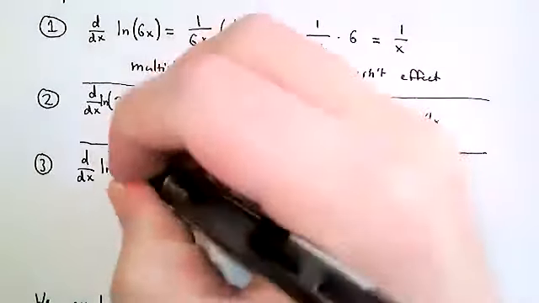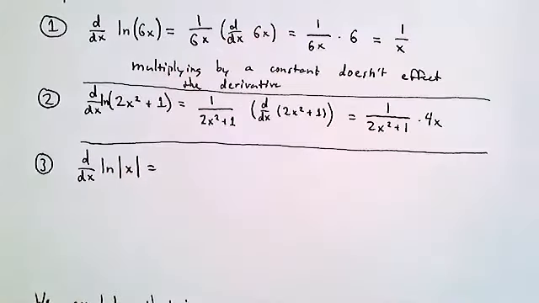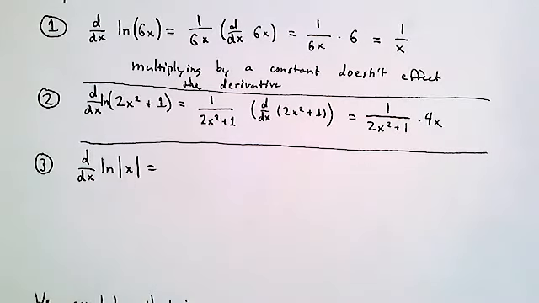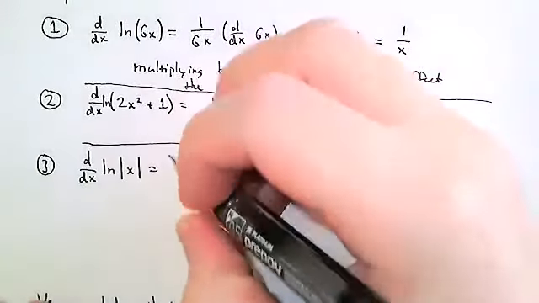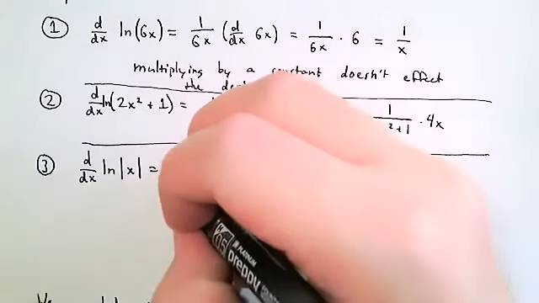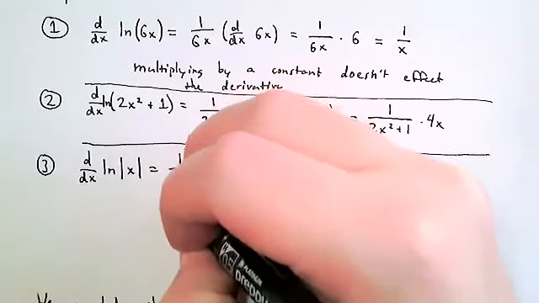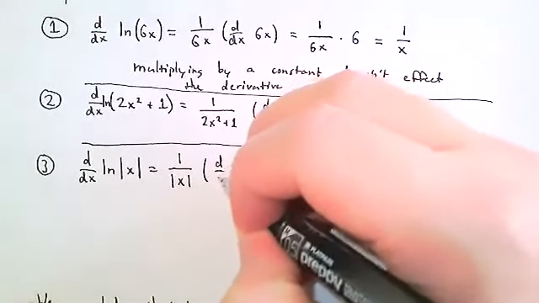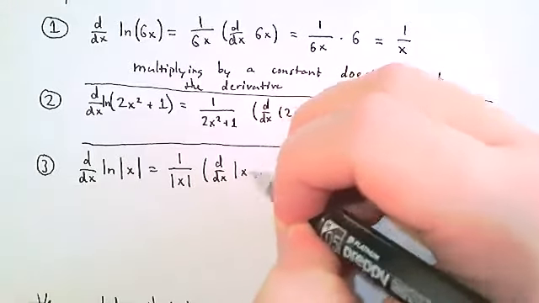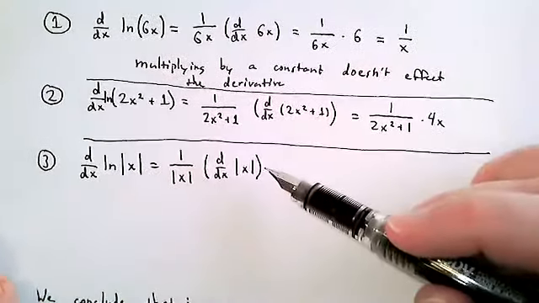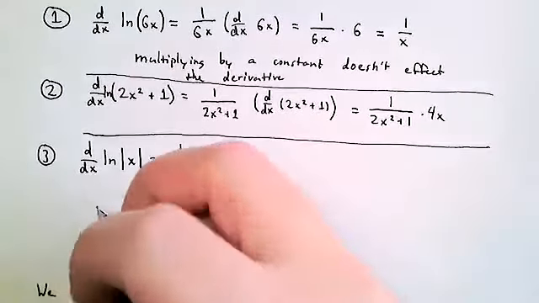Okay. So this is going to be our last example for today, it looks like. I want to find the derivative of the natural log, and now I've taken the absolute value of x. So we get the outer derivative, 1 over what's inside. So it's 1 over the absolute value of x. And then we need to multiply by the derivative of the absolute value of x. Does anyone remember what that derivative is?